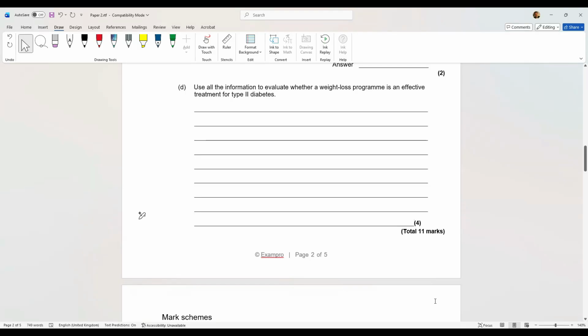And the final question, use all the information to evaluate whether a weight loss program is an effective treatment for type 2 diabetes. Well, key command word, evaluate. So we really want to look at the pros and the cons. For arguments, you can see that group P has a significantly higher remission rate, and that is near 41%, 42%. However, against, well, there's going to be sample bias. So you're only studying people between the ages of 25 and 60. Also, 5 years is not very long. So it might not work for older patients or longer term cases.